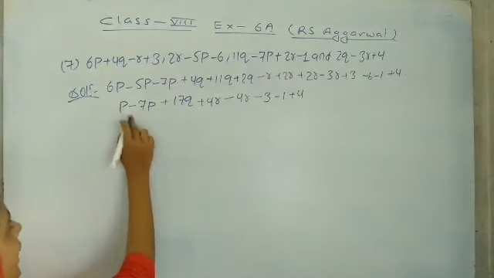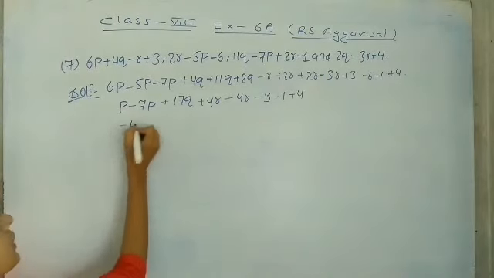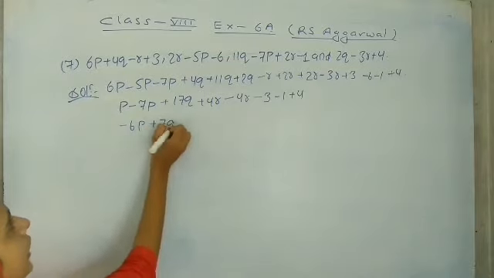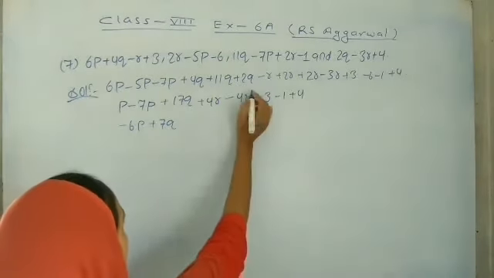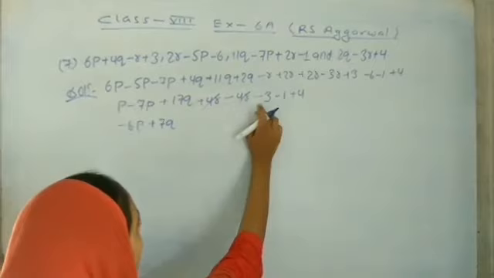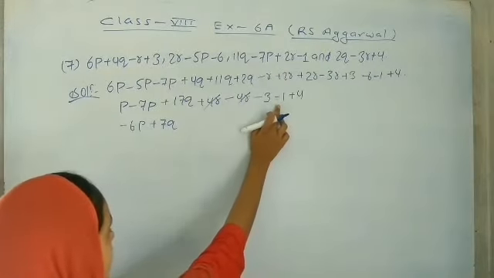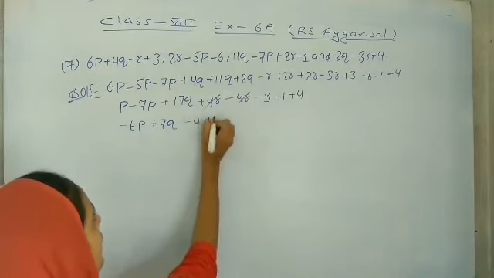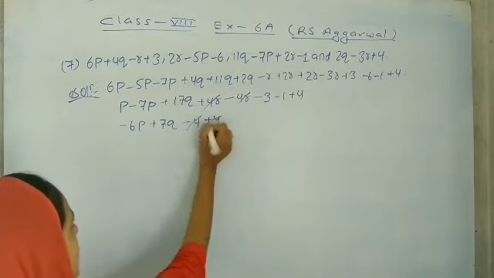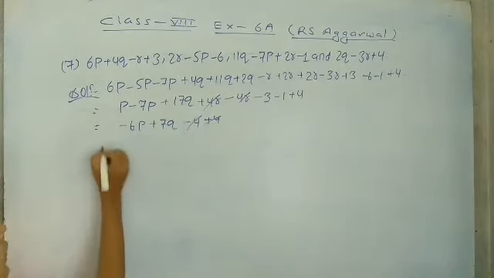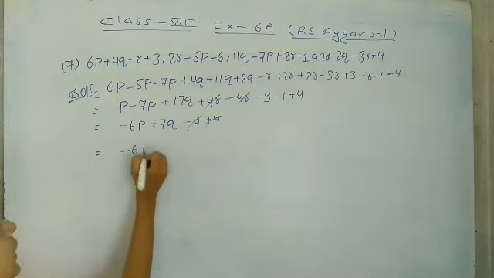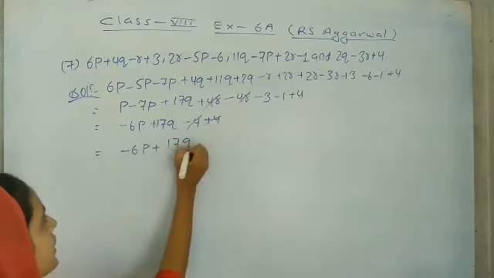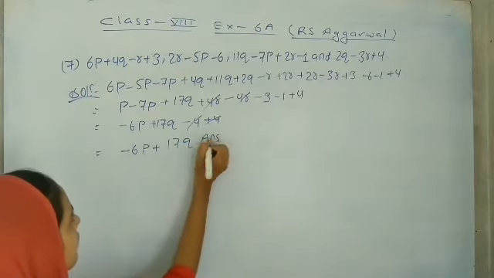And here p minus 7p is minus 6p because minus sign is greater here. Plus 20q and plus 4r minus 4r will cancel. And here minus 3 minus 1 will be plus, but the sign will be minus 4 plus 4. So minus 4 plus 4 will also cancel. It means our answer will be minus 6p plus 20q is our right answer.